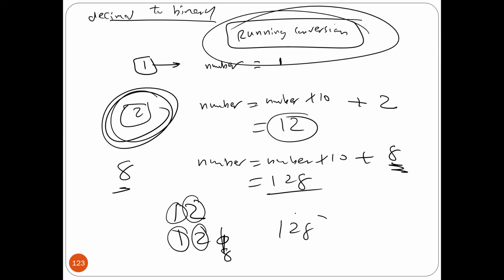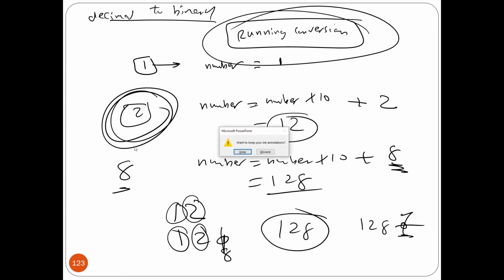So now it's 128. Okay, now I got another number, for example, 7. So here I'm going to multiply it by 10. When you multiply it by 10, it's like you shift it, okay? And then add 7 and so on. That's exactly what you can do. So let's see how I made it here.